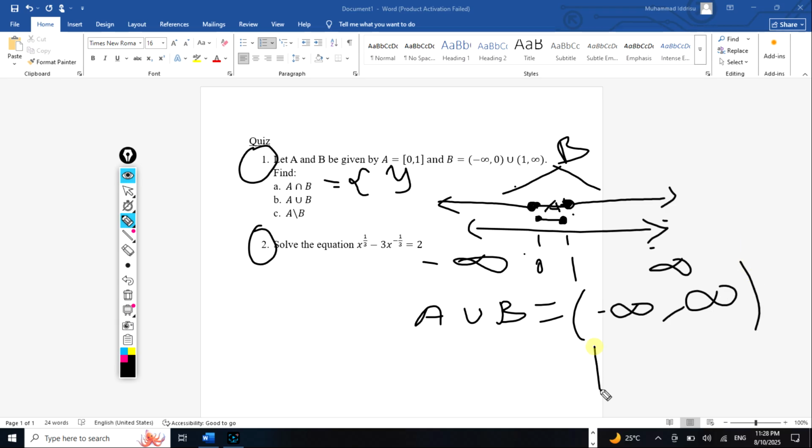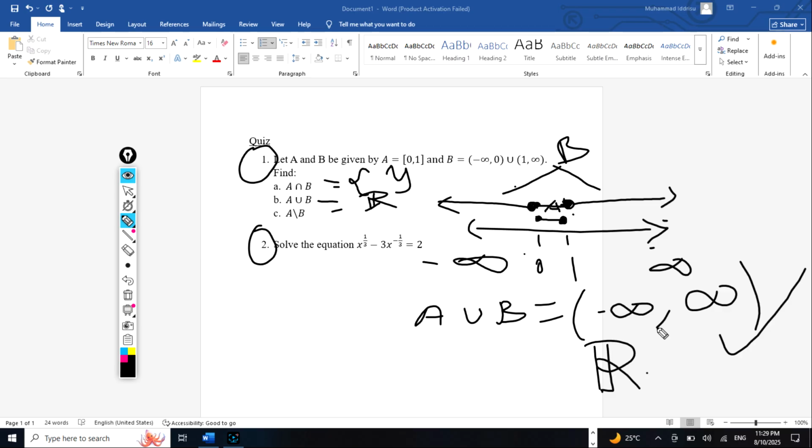Or someone can decide to say that this is the set of real numbers. This is the set of real numbers. So your answer is just the set of real numbers. Or you can use negative infinity to infinity, which is also correct. Okay, so you can either use negative infinity to infinity or the set of real numbers.